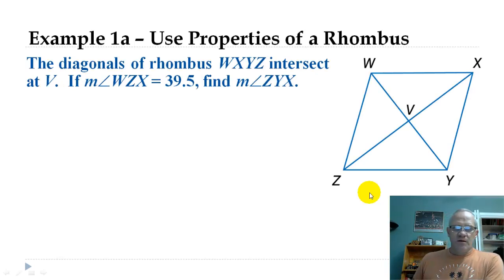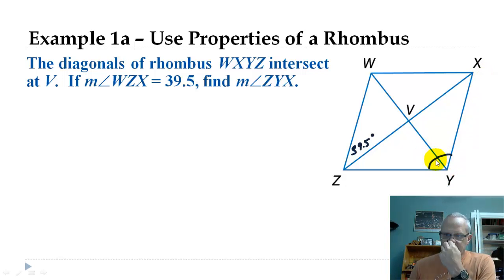Rhombus WXYZ intersects at V here. The measure of angle WZX, that's this angle right here, is 39.5 degrees. And we want to find angle ZYX. So what's ZYX? That's this whole entire thing here. That's what we're going to try to find.